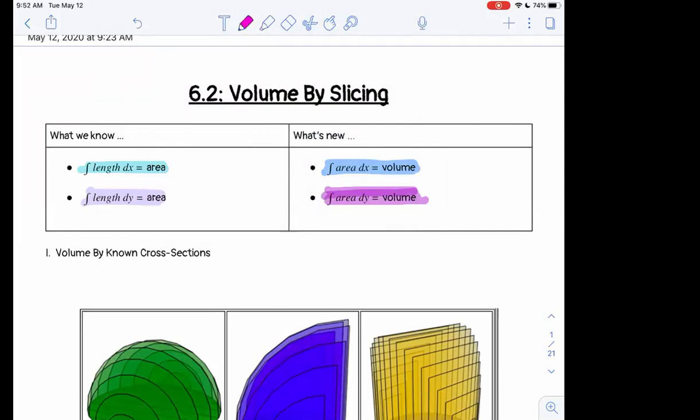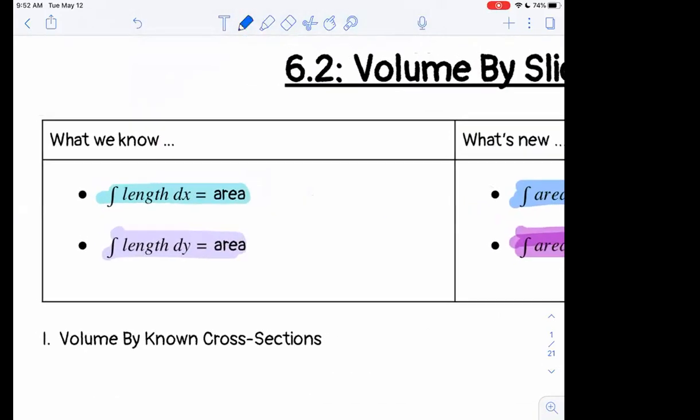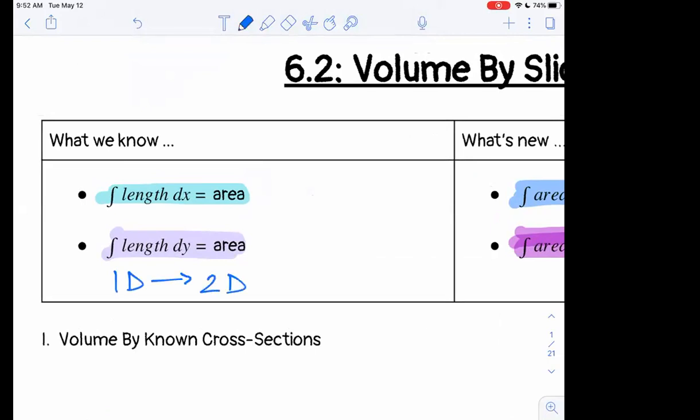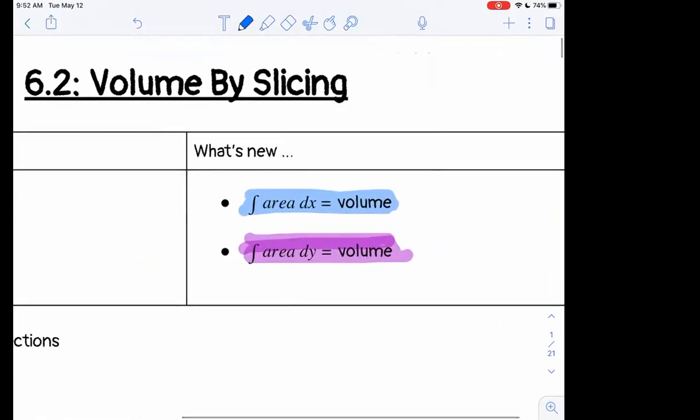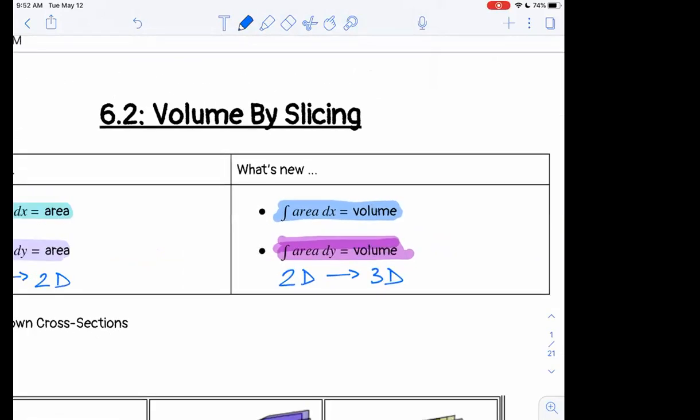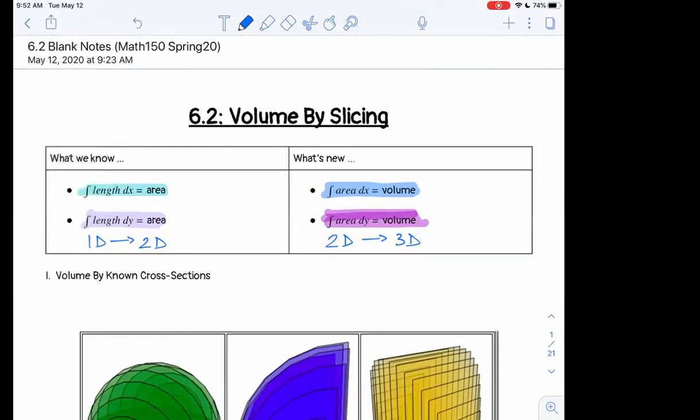So what's happening here is that if we integrate one dimension, we're going to end up with two dimensions, but if we integrate two dimensions, we end up with 3D shapes, 3 dimensions. All right, so that's really where I want us to be focusing our thinking. We're gonna learn some processes, but at the end of the day, when we integrate area, we're finding volume.